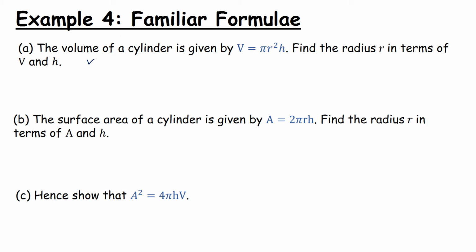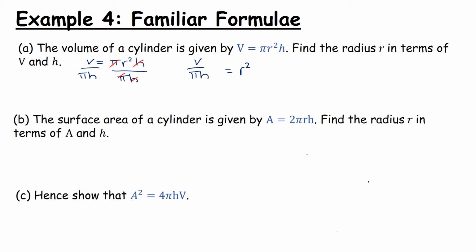So let's start with what we have. V is equal to pi r squared h. So straight away we can see that there's an r squared and it's being multiplied by a pi and a h. So let's divide both sides by pi and h. Okay, so the pi's cancel, h cancels, so we're left with v over pi h equals r squared.